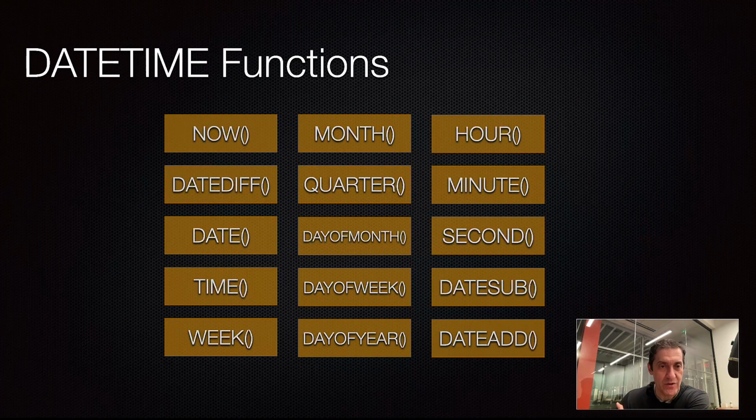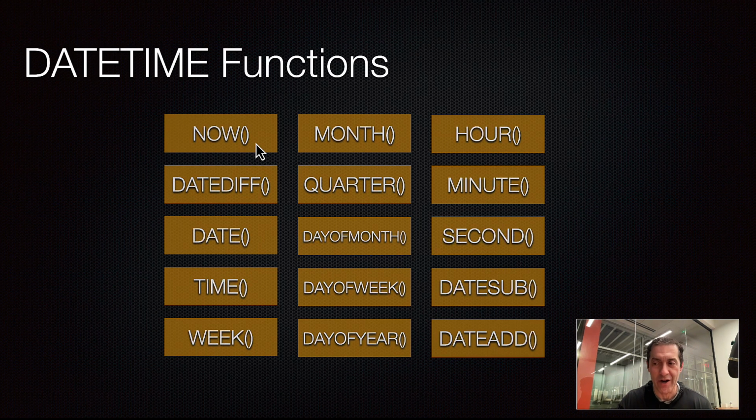Number 1, it is going to be datetime functions, and there are a lot of them. Most of these functions will extract a certain part of your datetime value and return that part, such as for instance, date, time, week, month, quarter, day of month, day of week, day of year, hour, minute, second. All of these will be returning a certain part of the datetime that you specify in the argument through a column name, for instance.